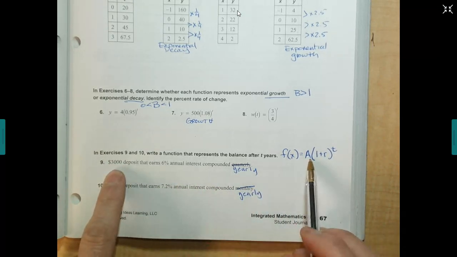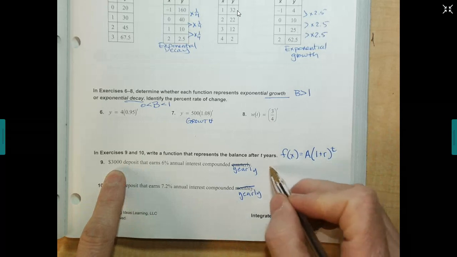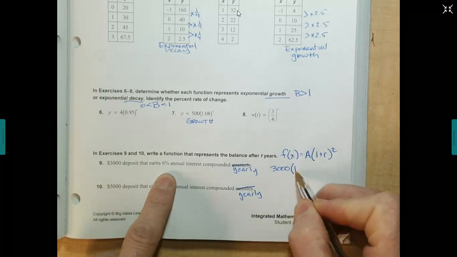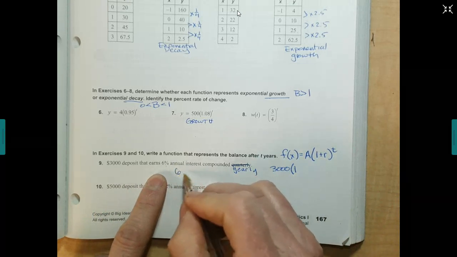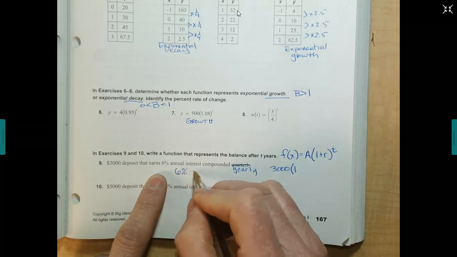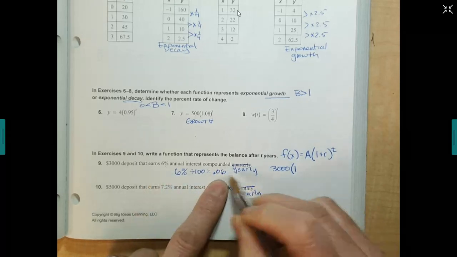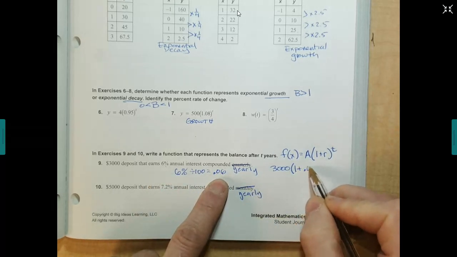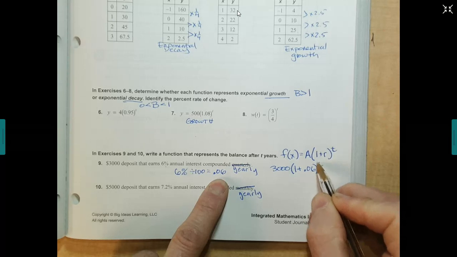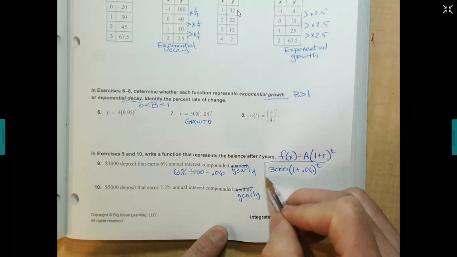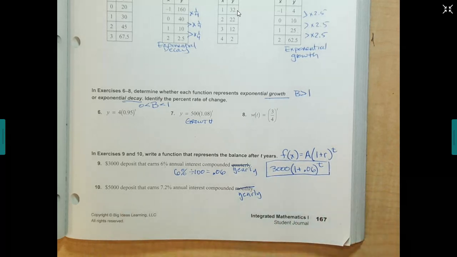So for this one, our original deposit is $3,000. And it's times 1 plus 6%. 6% divided by 100, I get 0.06. So 3000 times (1 plus 0.06) to the t. There's my formula for number 9. So go ahead and do number 10.